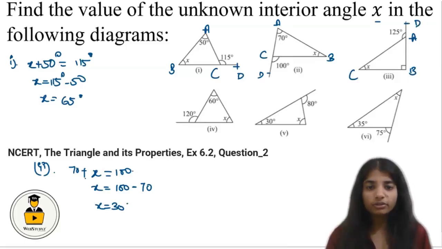Again we are going to use the same property, that the exterior angle is equal to the sum of the opposite interior angles. So this angle B is 90 degrees, and angle C is what we need to find out. The exterior angle is given to us, which is 125. So we can write this as 125 degrees is equal to 90 plus x.